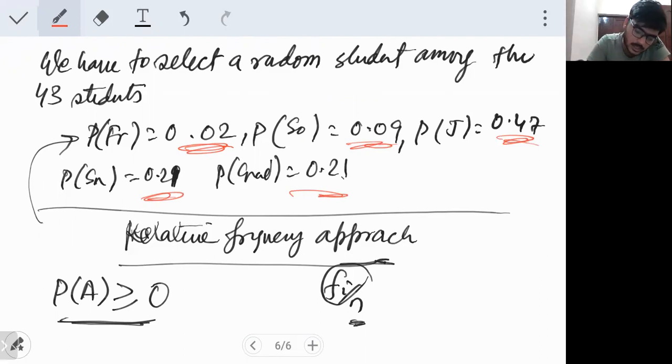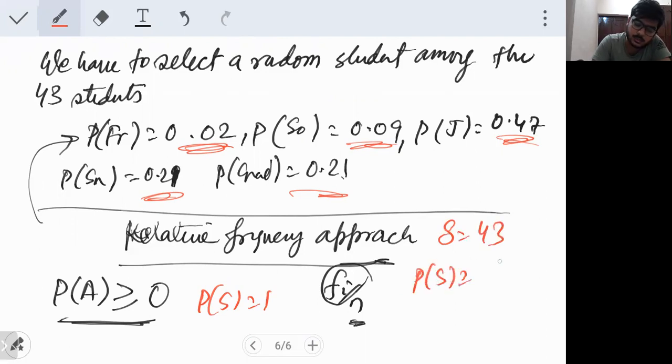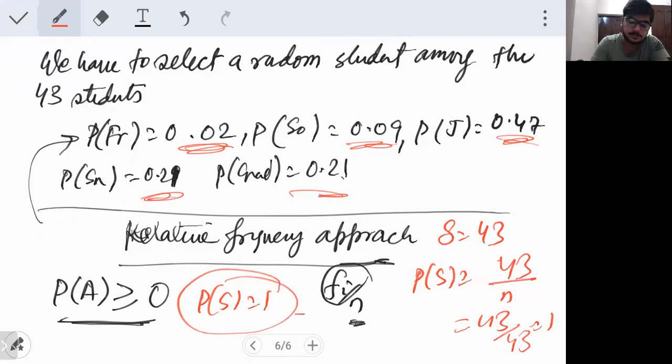The second one was what? The probability of the sample space has to be equal to 1. Now, how can we calculate it? The sample space size is equal to 43. So the probability of S will be equal to 43 upon N, and that is 43 upon 43, that is equal to 1. Now the sample space is also equal to 1, right?